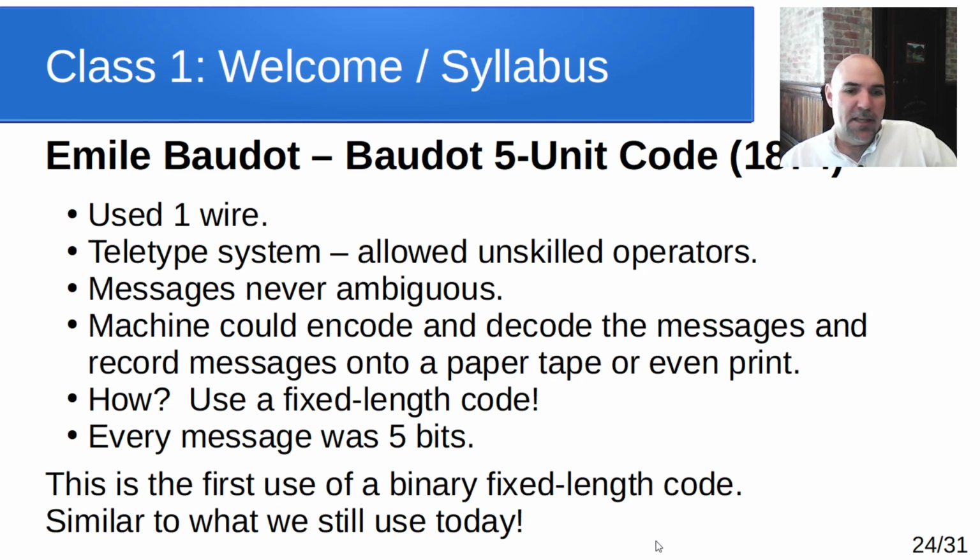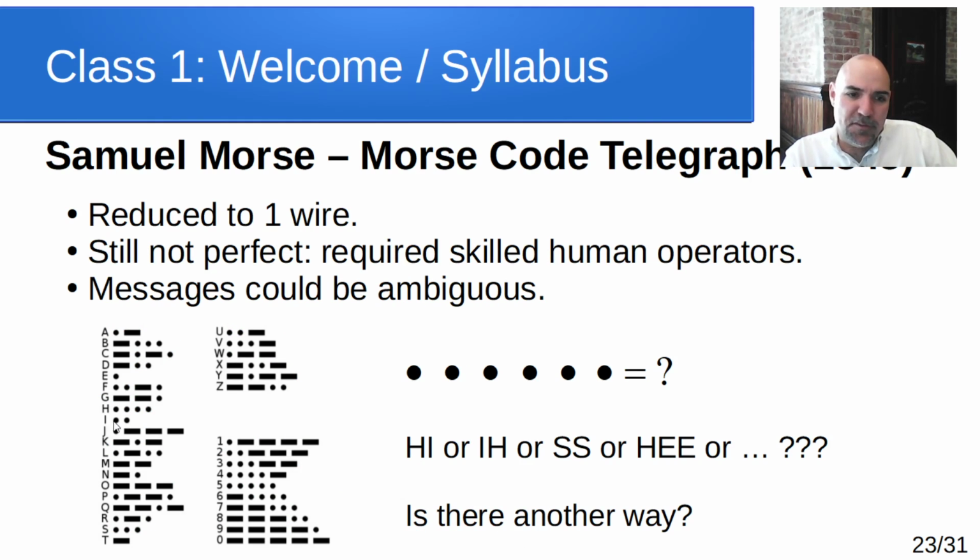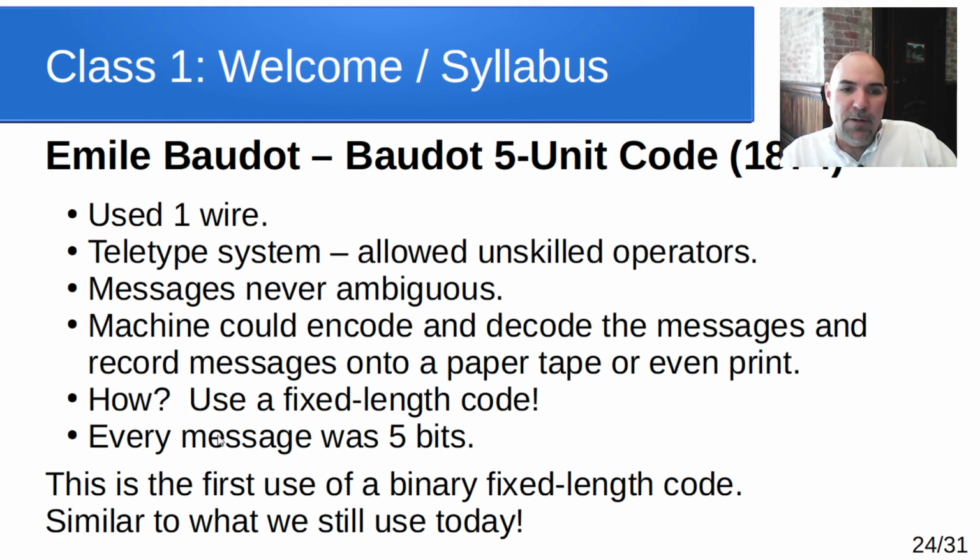And how did it work? Well, it used a fixed length code, where every message was 5 bits. And notice that was one of the problems with Morse code, that you have some that are one symbol long and some that are 5 symbols long, and maybe some that are 2, 3, and 4 symbols. It's a variable length code. But Baudot's system is a fixed length code. Every message was 5 bits long. And this was the first use of a binary fixed length code, which is similar to what we still use today for ASCII code and other things inside of computers.